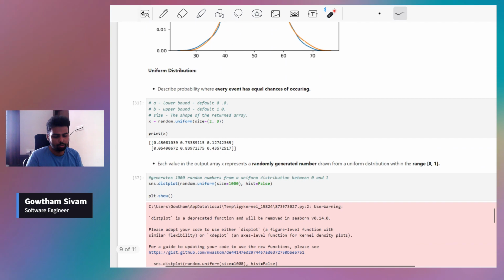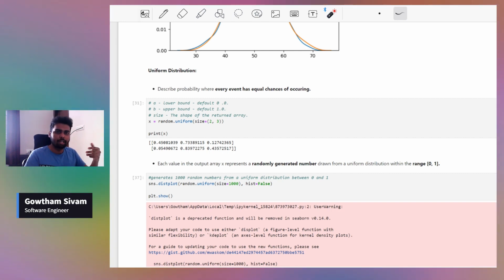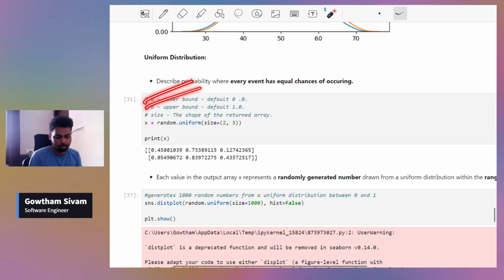Next is uniform distribution, describing the probability where every event that can occur has an equal chance of occurring. For example, while tossing a coin, the possibility of getting a tail and the possibility of getting a head is very closely 0.5. It is very equal, right? Both of these events happening is the same, right? Which means A is equal to the lower bound, B is equal to the upper bound, and size is equal to the shape of the returned array.